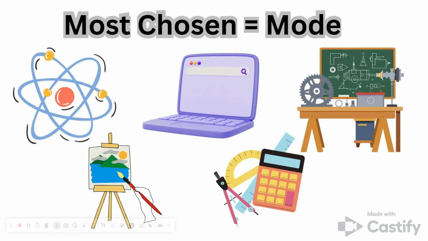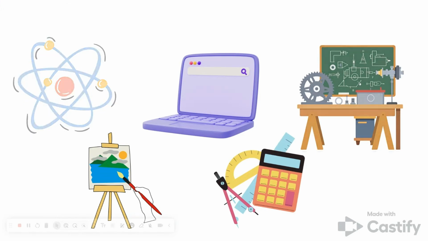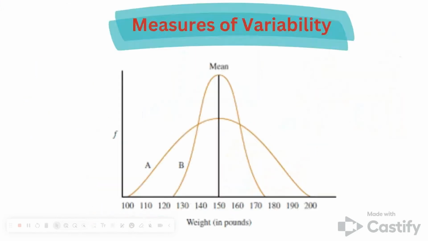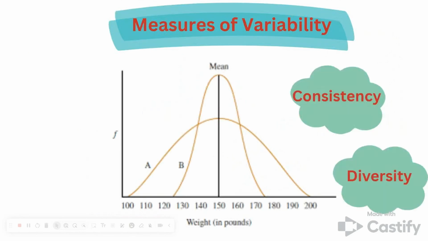Central tendency tells us the average, but it does not tell us how different or similar the values are. This is why we need measures of variability. Variability helps us understand consistency, diversity, and reliability. Two classes may have the same average score but very different learning outcomes.